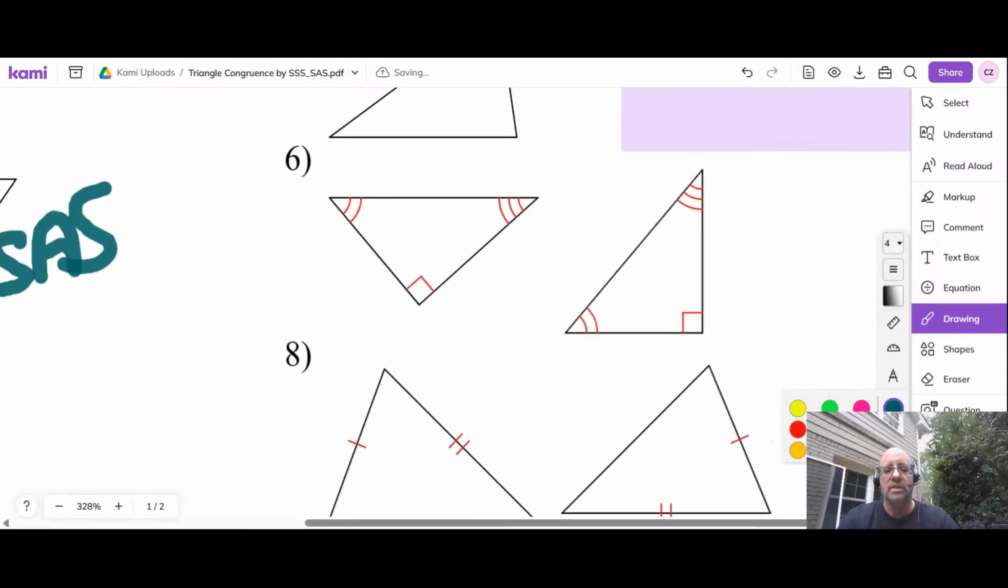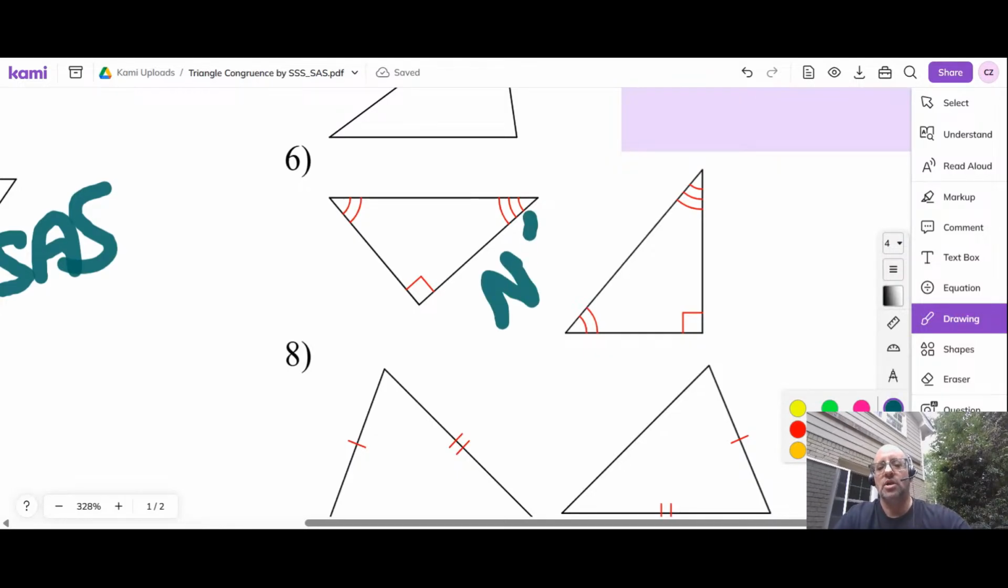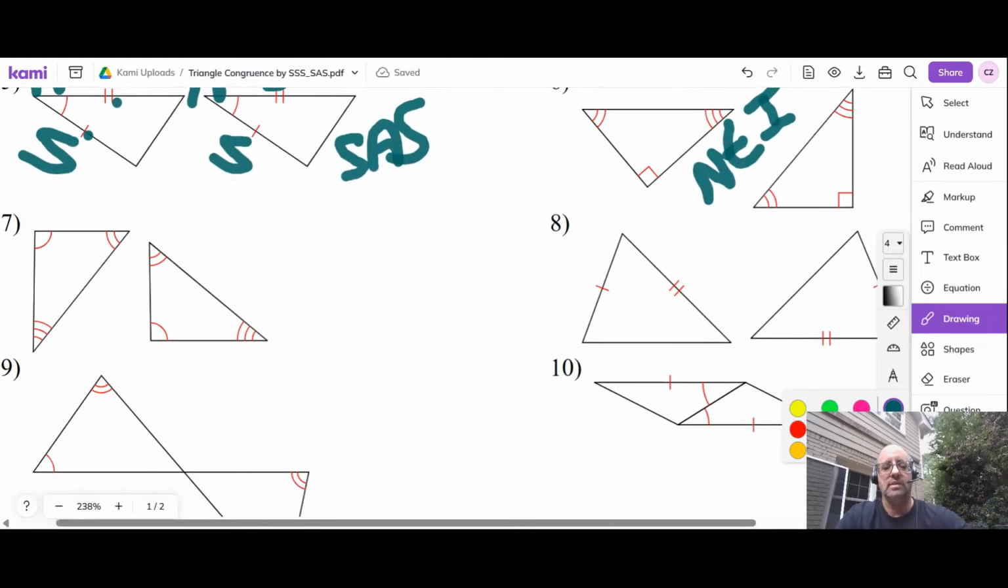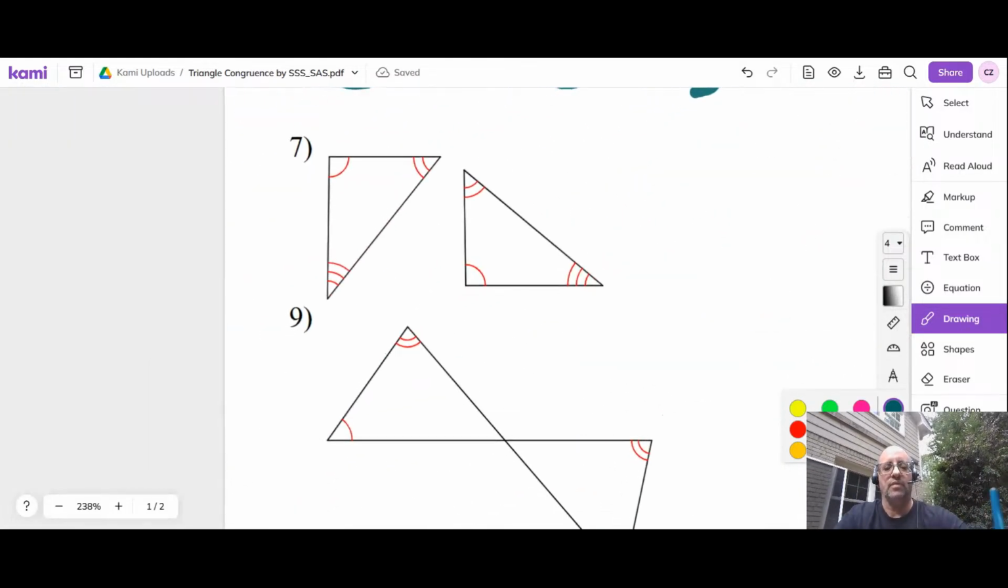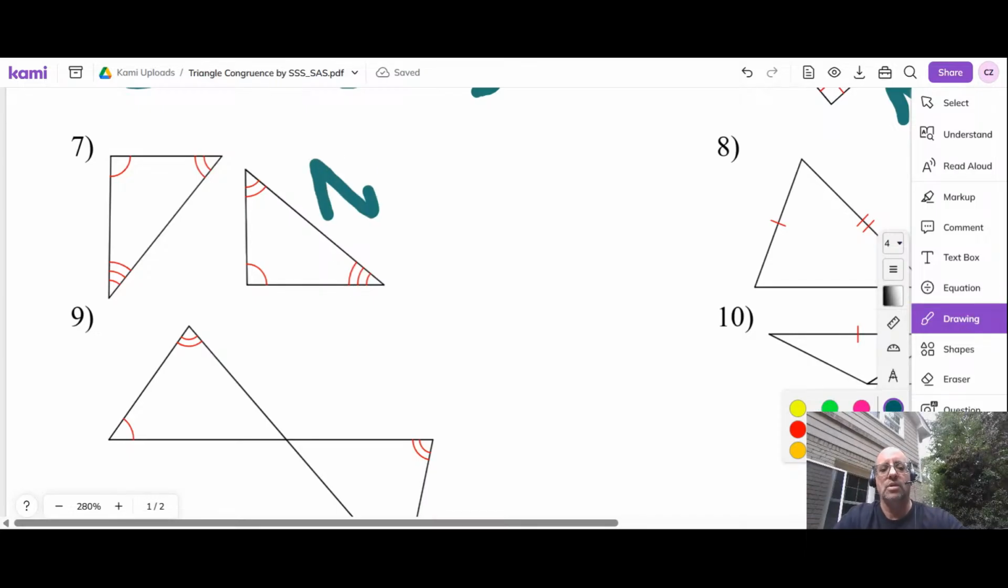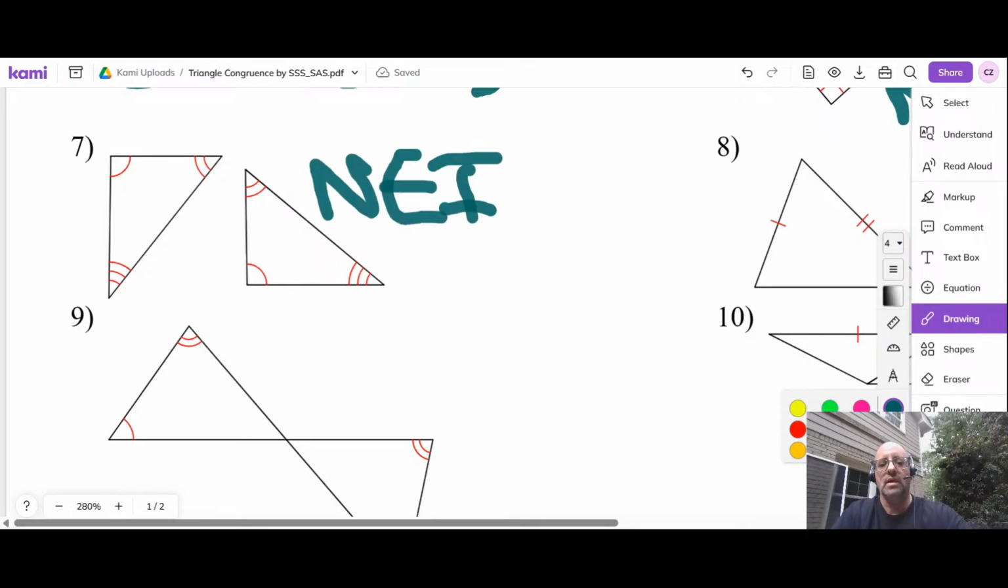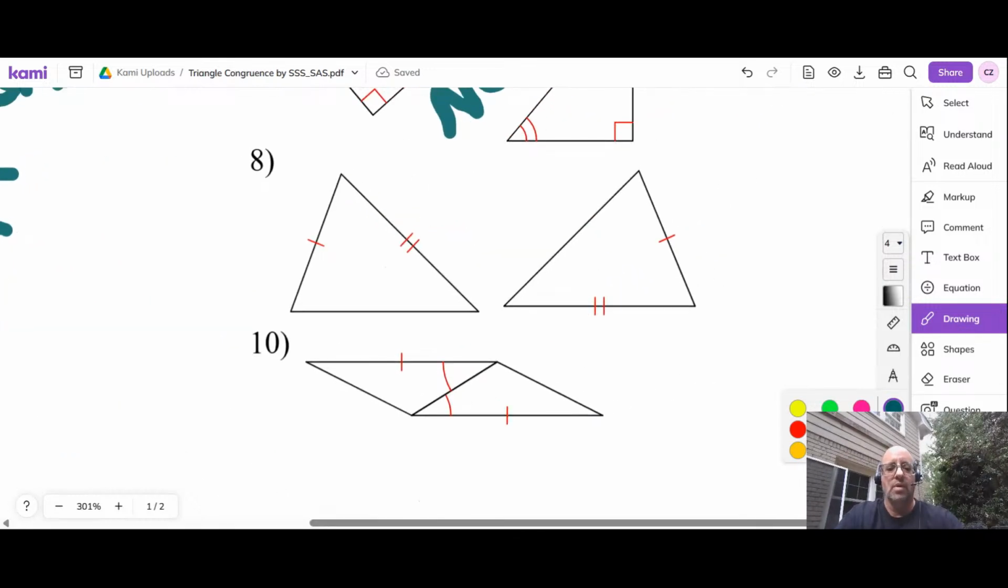Let's take a look at number 6. Now you'll notice number 6 only has angles marked. And all we can know is that they are proportional to each other, but they might be slightly different sizes. So without one side marked saying that they're exactly the same size, we have to say not enough information. The same thing, again, computer generated, there's not enough information there either.